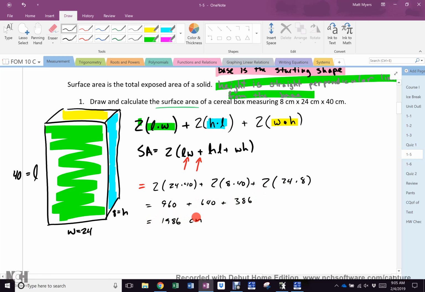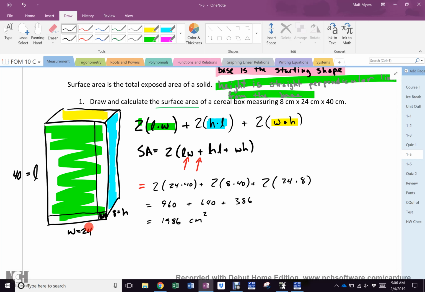Centimeters what? Why is it squared? Because I am counting centimeters this way and centimeters this way, which gives me this distance, which is a centimeter, a square centimeter. 2 dimensions, area. Now, I got to check and make sure those numbers are right.